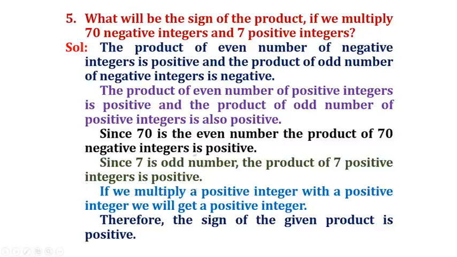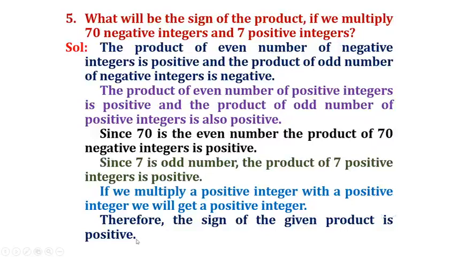Now we have to multiply these two numbers, 70 negative numbers and 7 positive numbers. So finally this number is positive and this is also a positive number. If you multiply a positive number with a positive number, again you will get a positive number. If you multiply a positive integer with a positive integer, we will get a positive integer. Therefore the sign of the given product is finally positive only.